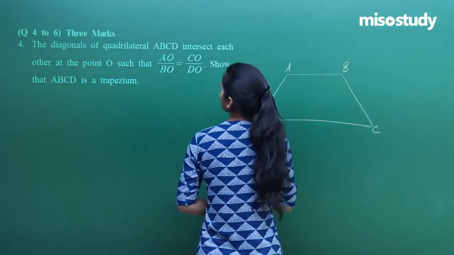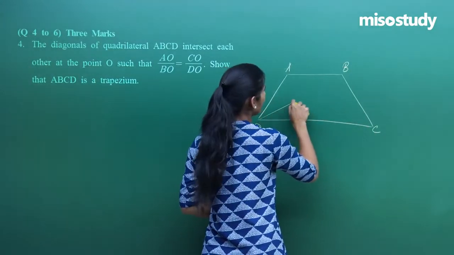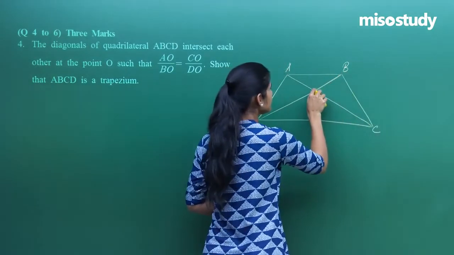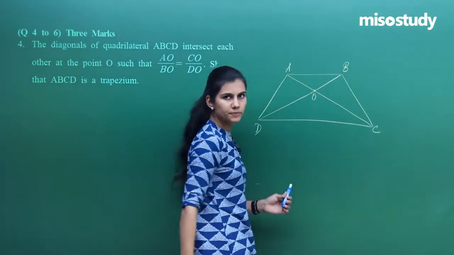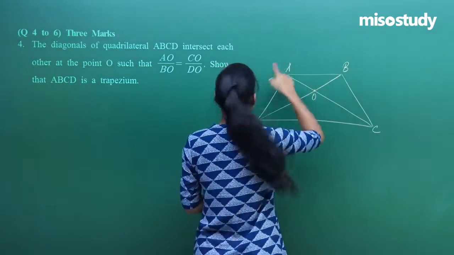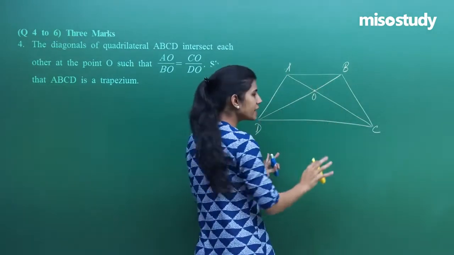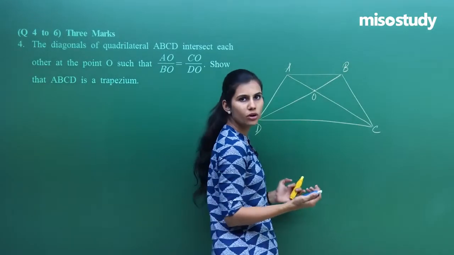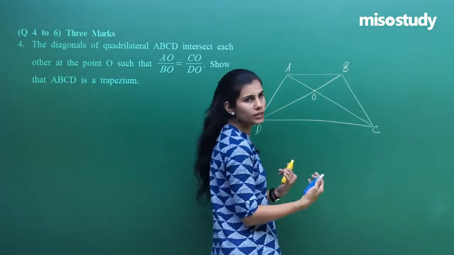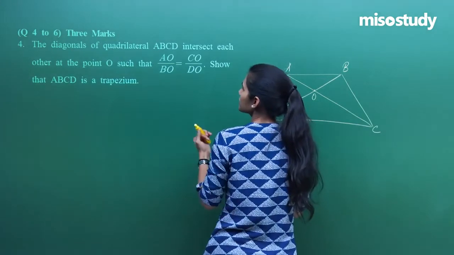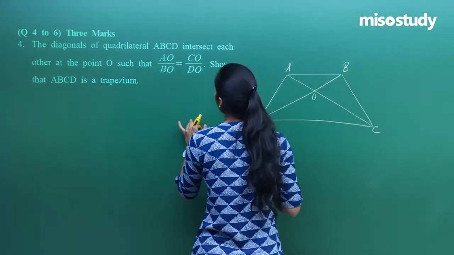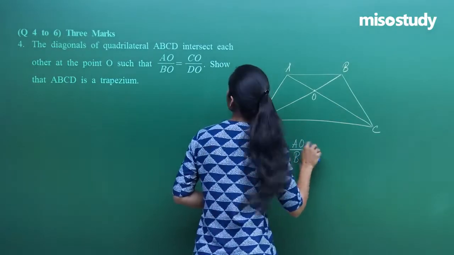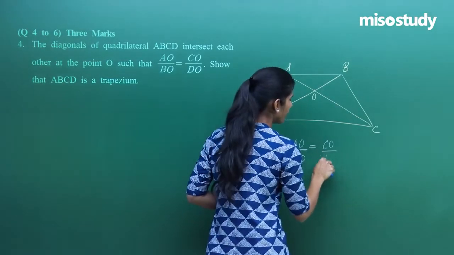It says that the diagonals are intersecting at point O. So the two diagonals are intersecting at point O. This is just a quadrilateral given right now. I'm drawing it like this because at the end I want to show it's a trapezium, so I should get the feel of what's going on and what I need to prove in order to conclude that the figure is a trapezium. AO upon BO is equal to CO upon DO.